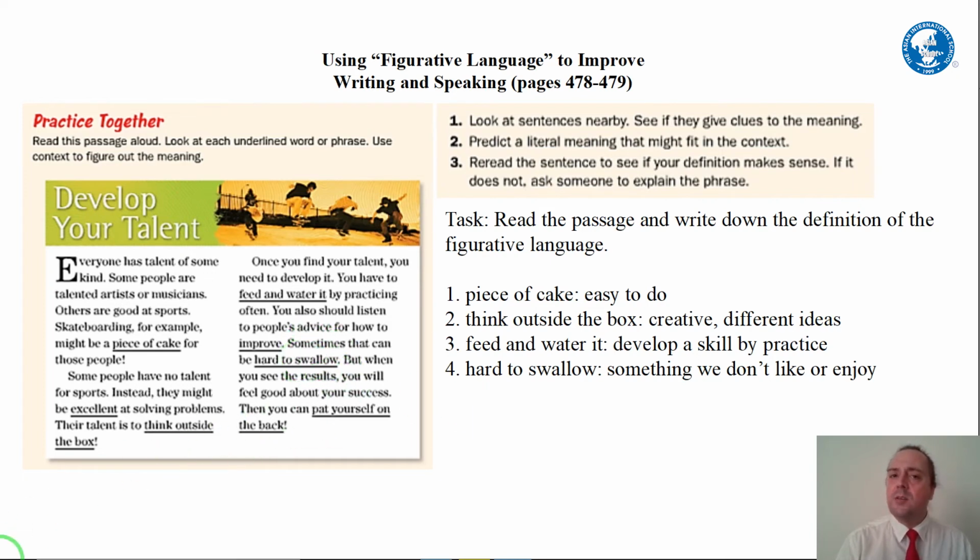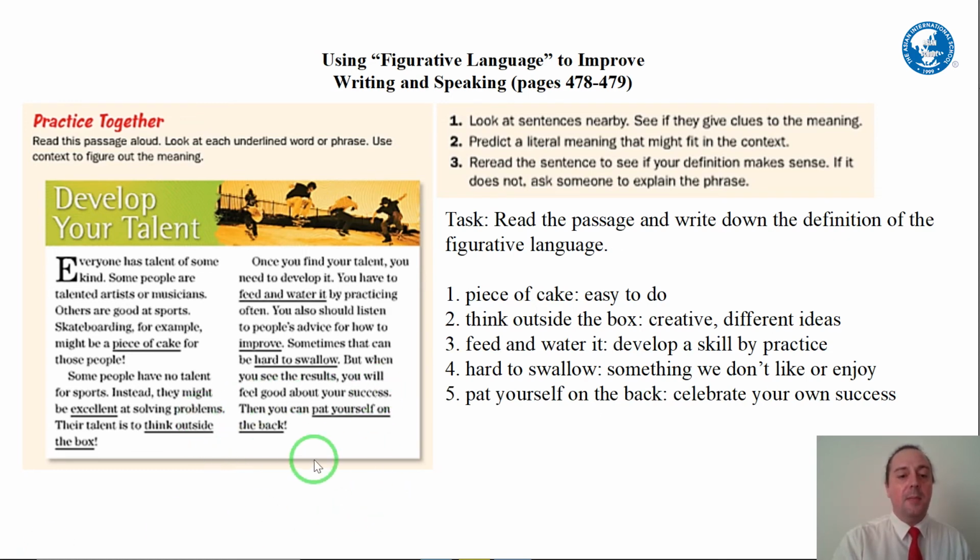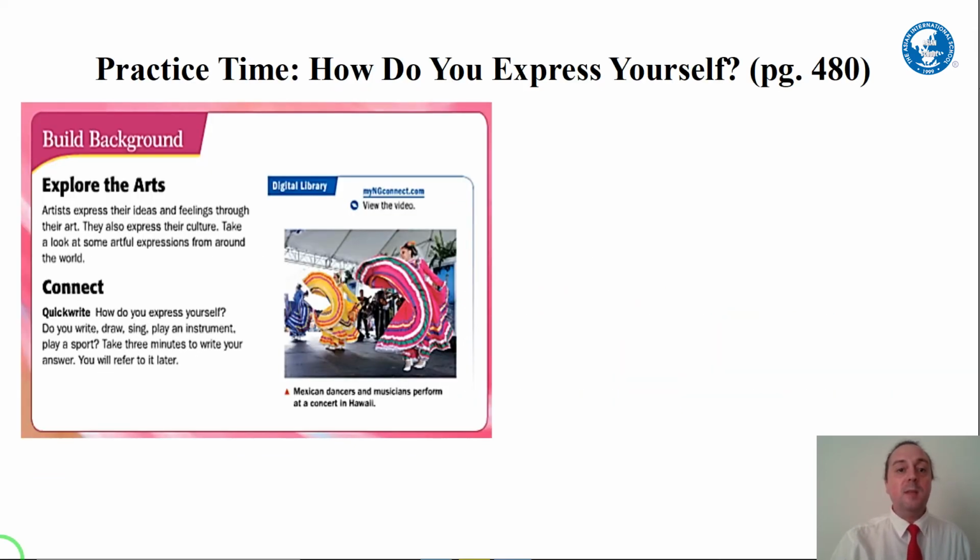This is something that we don't like or enjoy, something we don't want to do. Practice can be very hard. And then the last one, you can pat yourself on the back. Okay. There is a literal meaning, pat myself on the back, but that's not what we're talking about here. We're talking about to celebrate yourself, to be excited about something that you did. Okay, so this is figurative language.